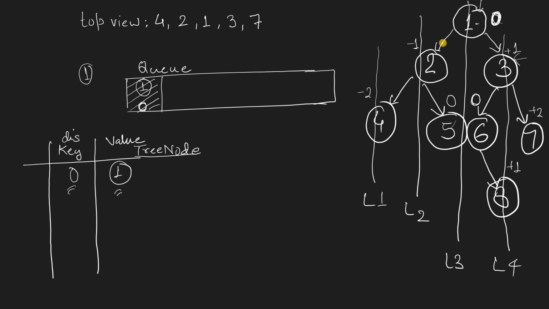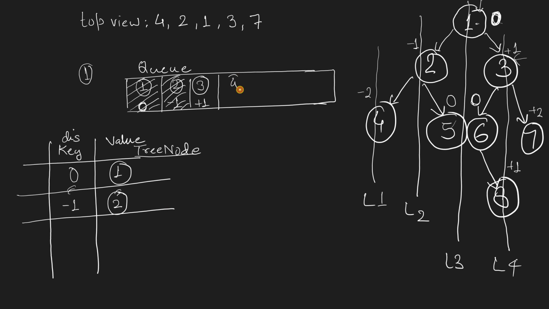After this, we'll push its left and right child into the queue. So the left child is 2 and its distance is -1, and the right child is 3 and its distance is +1. Okay, now again we'll pop the element from the front of the queue and check if the distance exists in the map or not. The distance doesn't exist, so we'll add -1 and 2 into the map. After this we'll push their children into the queue, so we'll push 4 and its distance and 5 and its distance into the queue.